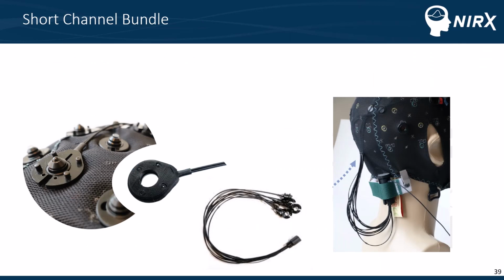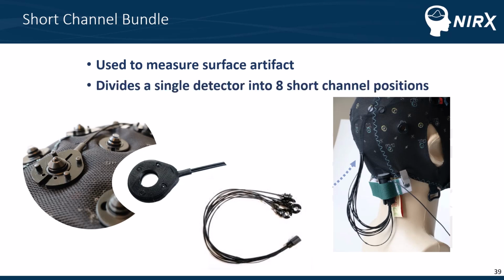Okay, talking here about the NIRx short channel bundle. It's used to measure surface artifact. It divides a single detector into 8 short channel positions. So what happens is you take one of your detectors, you sacrifice it, and you end up getting 8 short channels from it. Here we've got our one detector coming in. It's coupled over here with this canister, and then we have our short channel bundle splitting off into 8 separate detectors.